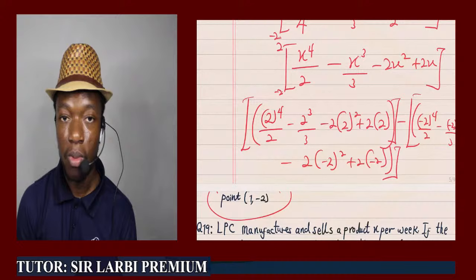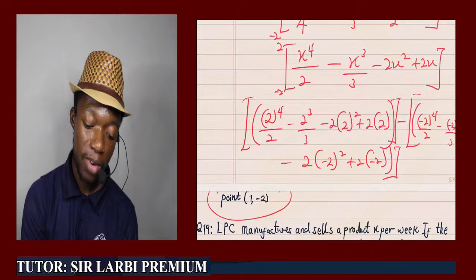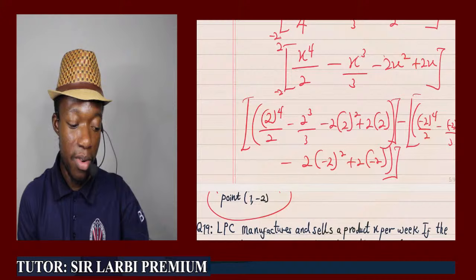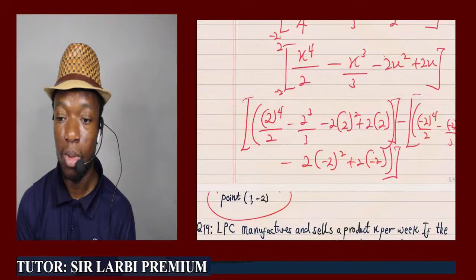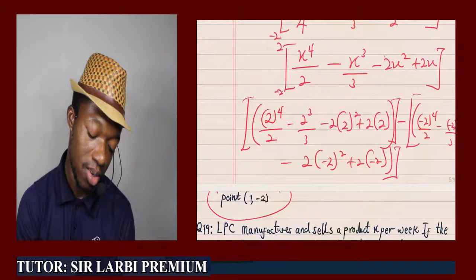So work it out and let me see in the comment section what you're going to get. We are substituting 2 into this function, and also negative 2, so that we compare the difference between the results of the substitution of 2 and negative 2. I want to see your answer in the comment section. What is the answer to this? That is your assignment. Work it out.